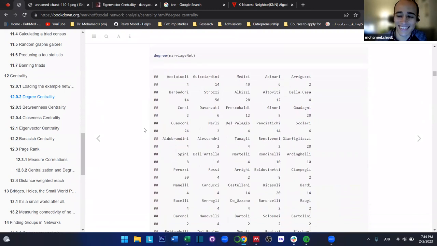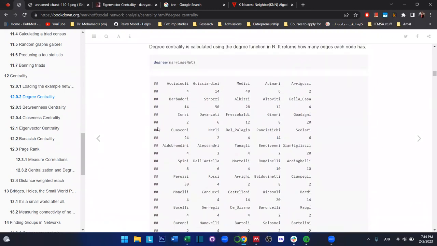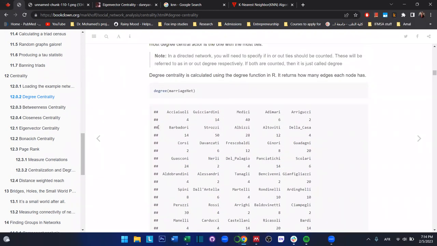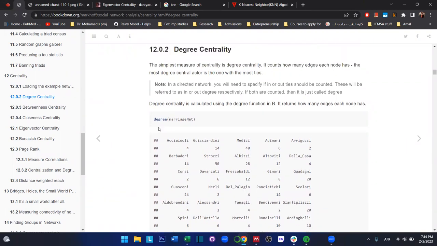Yeah, I think it mentions that it counts only edges, so it's not about the direction. I mean, what's the meaning of this in this marriage network, if we calculated the edges only, with no direction? So this means what?